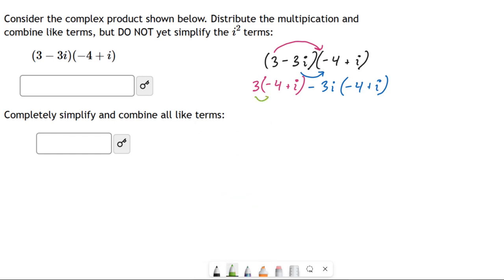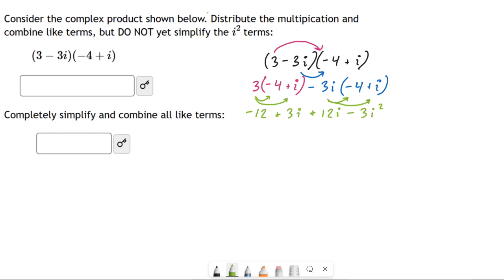So this is going to be 3 times negative 4, that's negative 12. 3 times i, that's plus 3i. Okay, negative 3i times negative 4, that's going to be positive 12i. And negative 3i times i is going to be negative 3i squared.